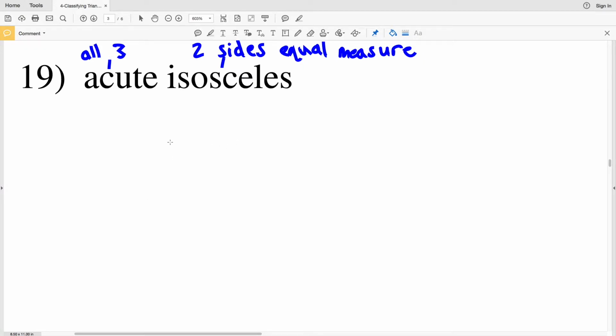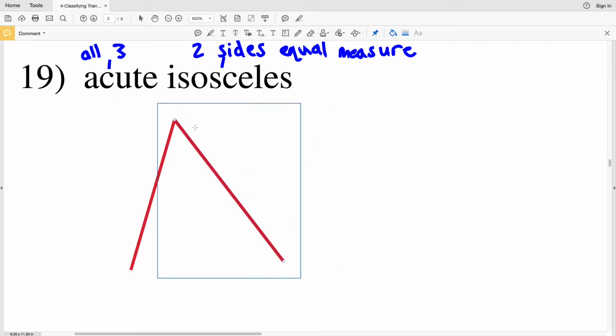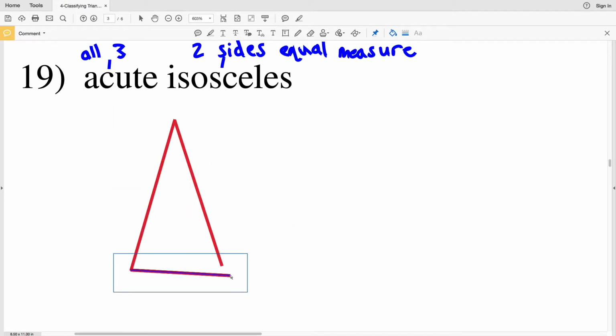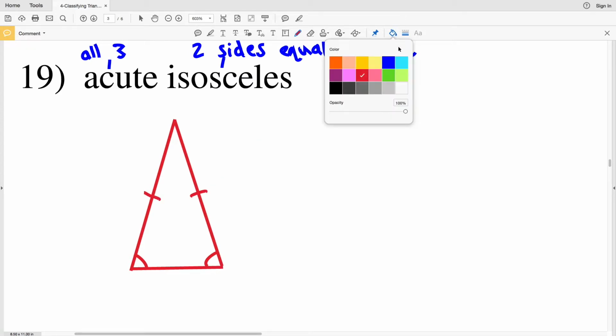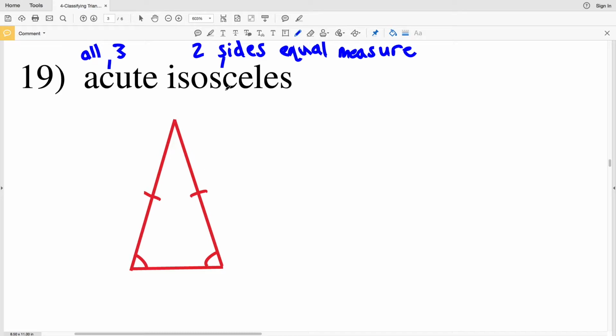So for my acute isosceles, I will have one side. This angle is congruent to this angle, and I have this side as congruent to this side. So you can see that indeed I have two sides of equal measure, and since these two angles are congruent, you can see that they're both acute, and this last angle is also acute. So this is an acute isosceles triangle.